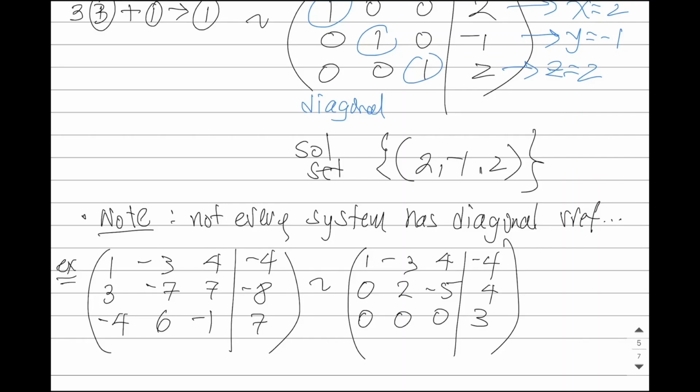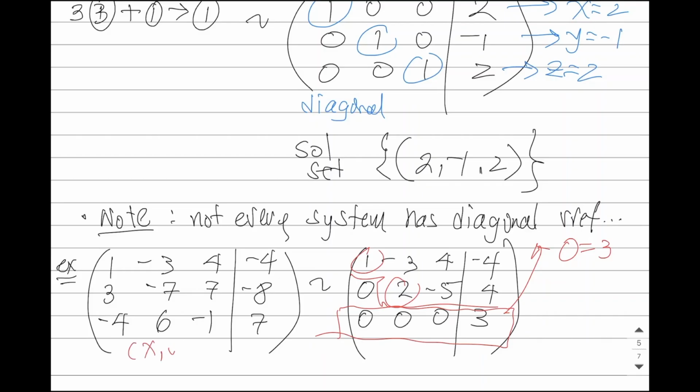Gaussian elimination is the algorithm that we're going to use to try to put everything into a diagonal reduced echelon form. Unfortunately, not every system is going to give us this. As an example, I've written a system here, and this is in echelon form, but it's not in reduced echelon form. In this bottom row is essentially a 0 equals 3.